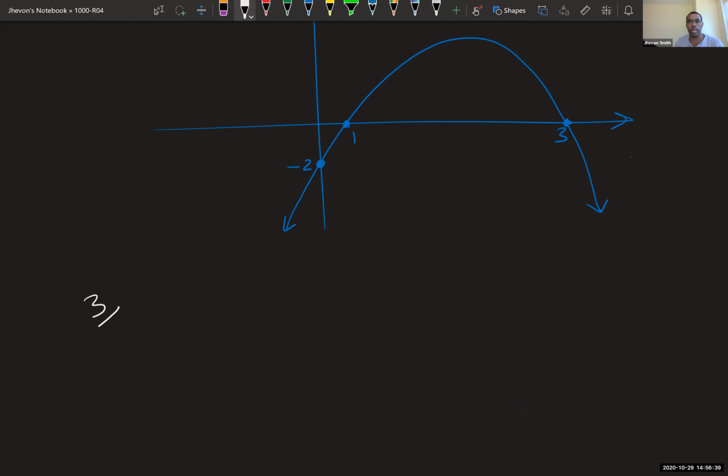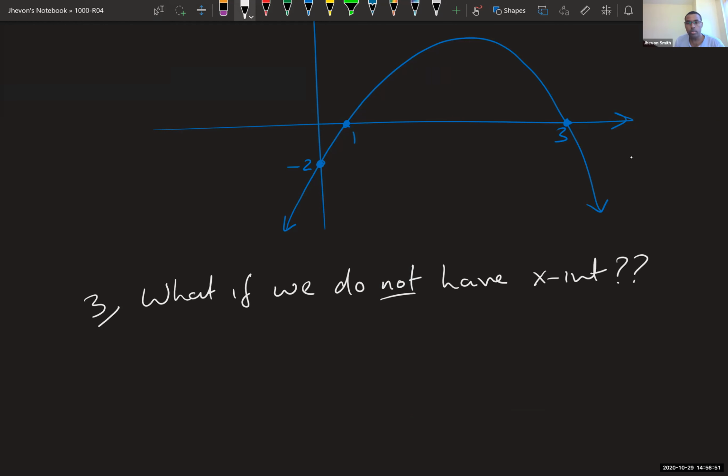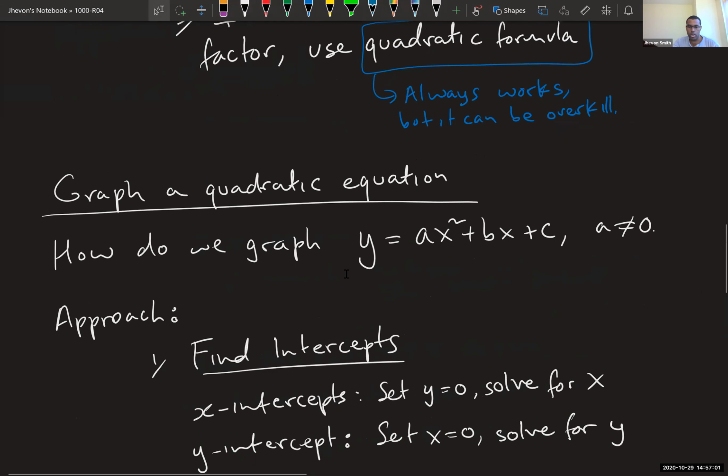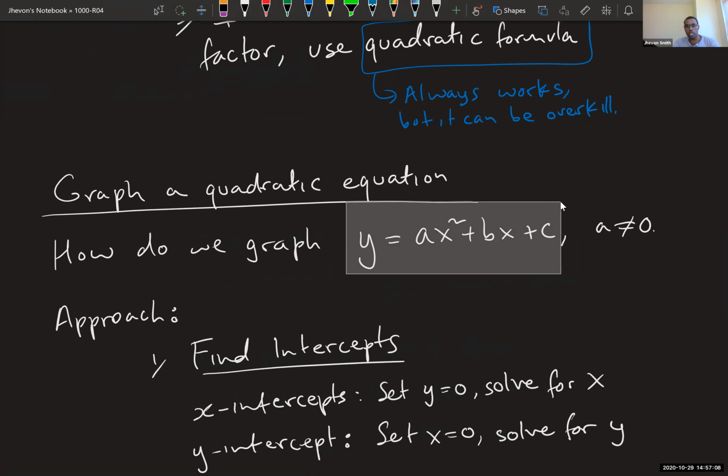This brings us to a third case. What if we do not have x-intercepts? You'll always have a y-intercept. In fact, the y-intercept is always going to be c, right? You have an equation that looks like this. If you plug in x equals 0, you'll always get c. But it's also possible that if you plug in y equals 0, there is no x value that will actually make that true.